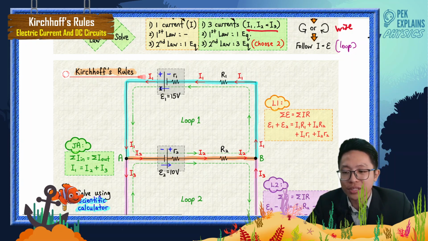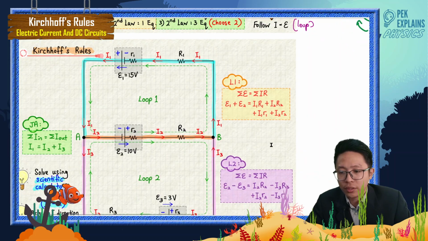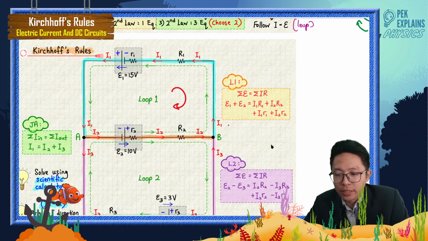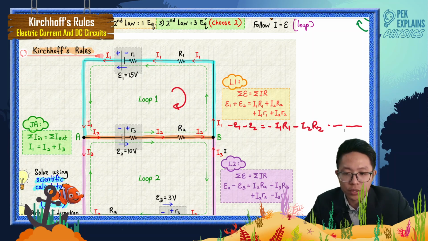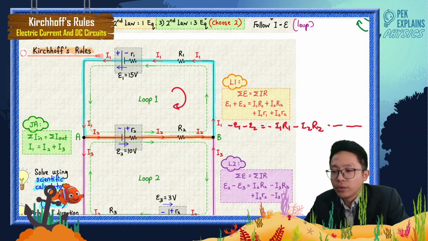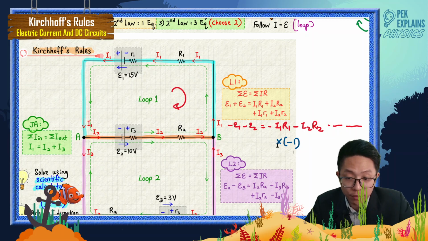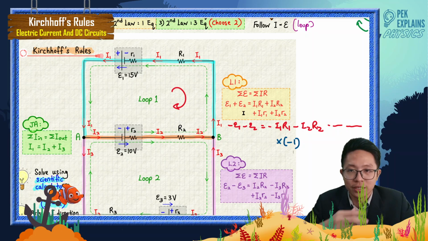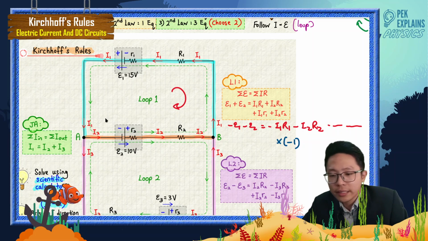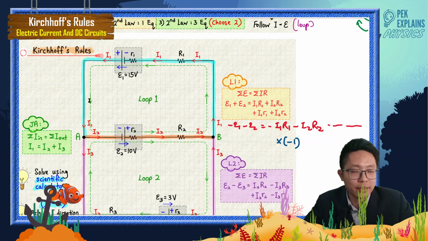Imagine if you choose the other direction, what will happen? Then you will surely get a negative E1, negative E2, negative I1 R1, negative I2 R2. But is that equation wrong? No. You get negative everything, but it's not wrong, because if you multiply negative 1 on both sides, you get back all positive. You still get back the same equation, isn't it? So don't be afraid. Whether you choose anti-clockwise or clockwise, feel free to make your wise choice. Understand? Feel free.